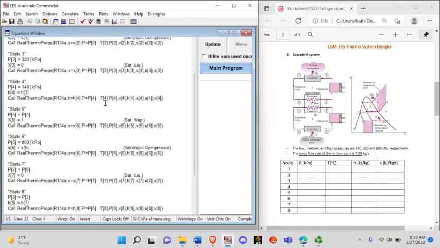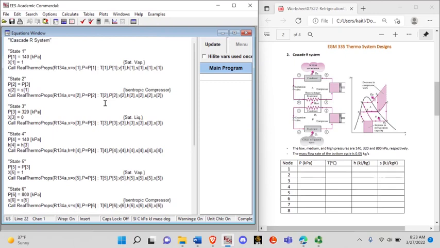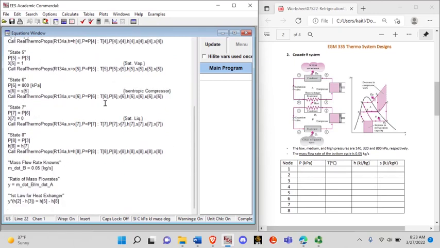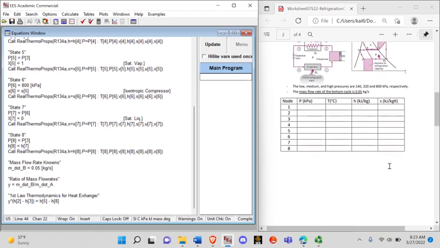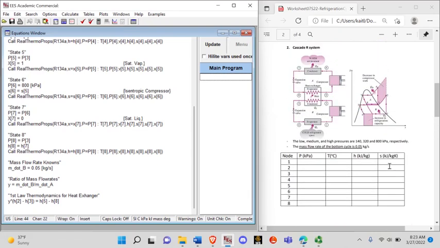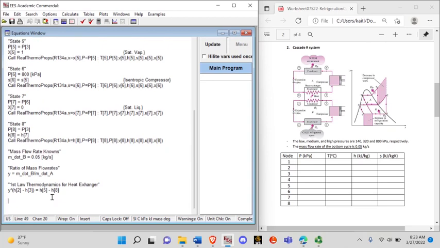So we solved all the thermophysical property values at every state without needing to use the first law of thermodynamics for the heat exchanger, and without the mass flow rates known. So we were able to solve all the pressure, temperature, enthalpy, and entropy at every state. What you could do after this is solve for power.